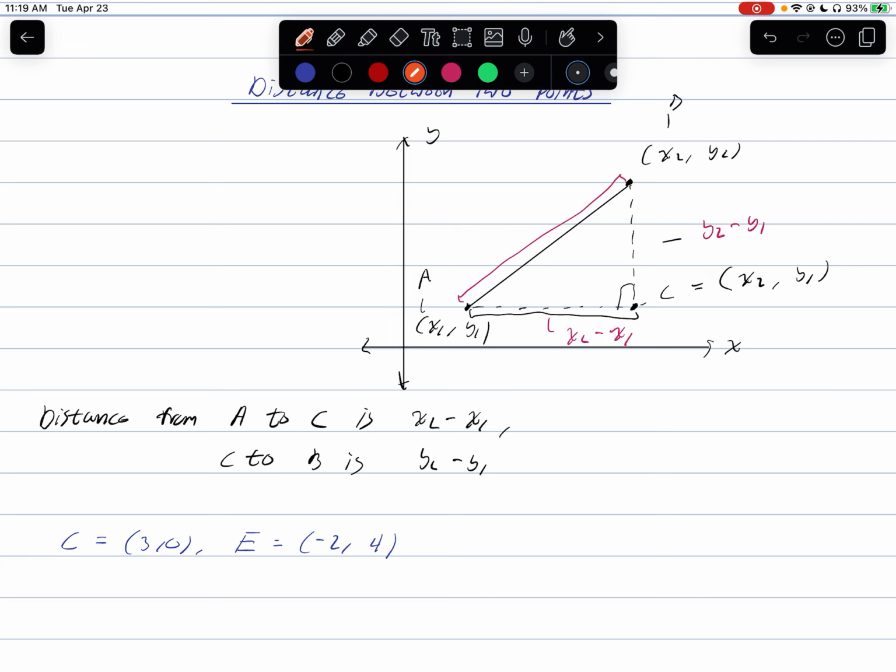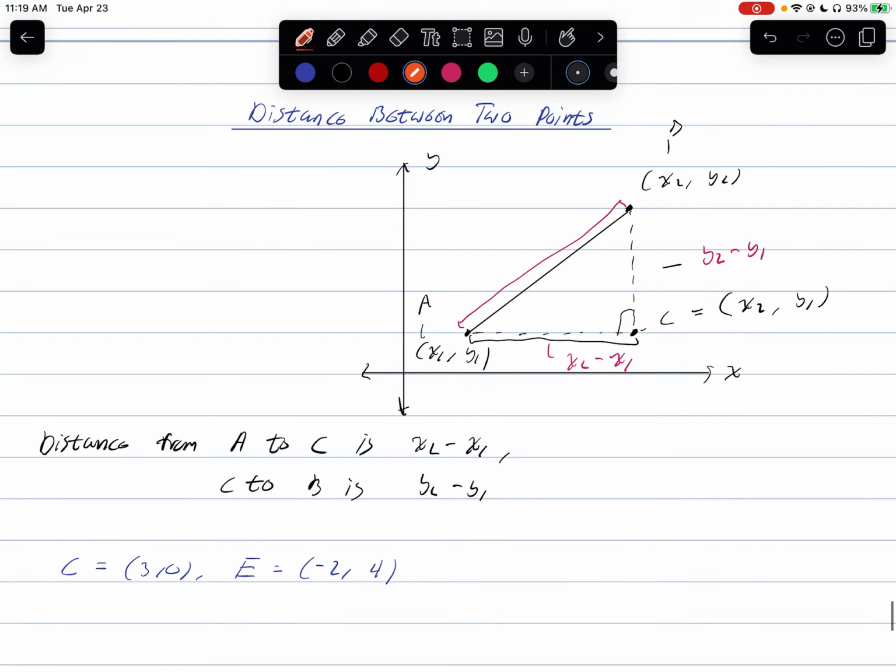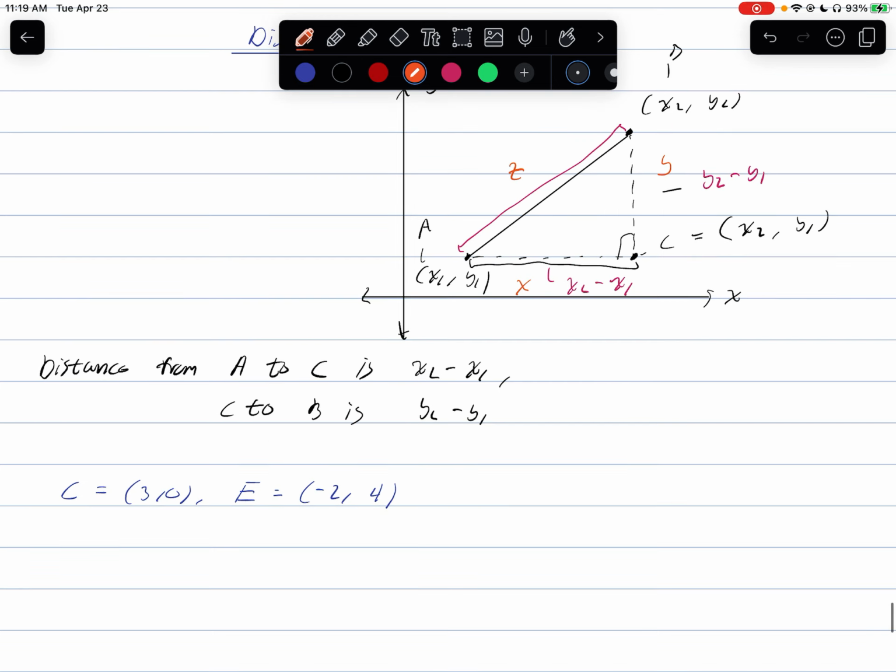To make this a little easier to digest, we'll go ahead and call this side Z. We'll call this side Y, and we'll call this side X. And so if you remember from high school math, we have that X squared plus Y squared is equal to Z squared. So hopefully that's a little easier to understand, right? I'm sure we've seen this before.